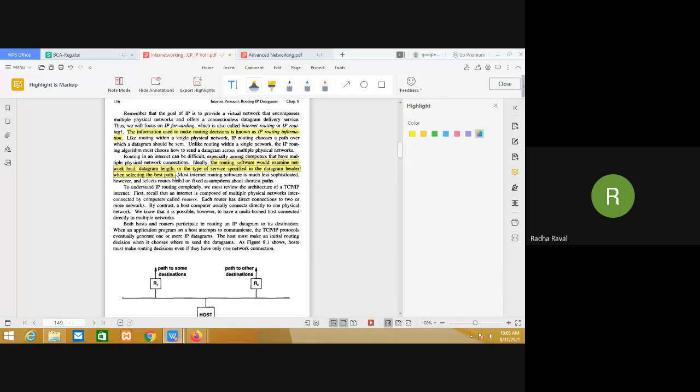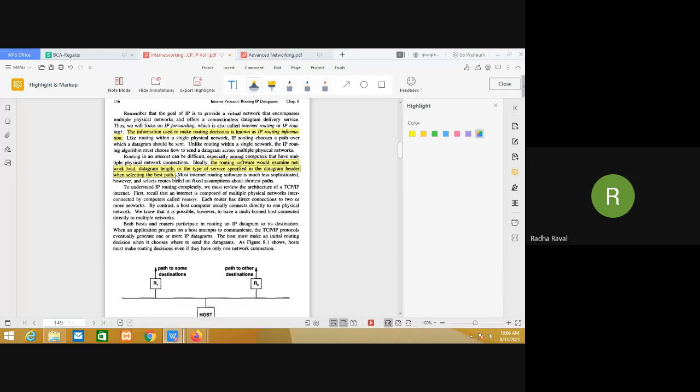First, recall that the internet is composed of multiple physical networks connected by computers called routers. Okay, we know the definition of the internet. Inside the internet there are many networks, and what is connected within the networks? Routers. Through routers the data passes from one network to another network. So by contrast, a host computer usually connects directly to one physical network. Okay, my host is currently connected to a single physical network, right?